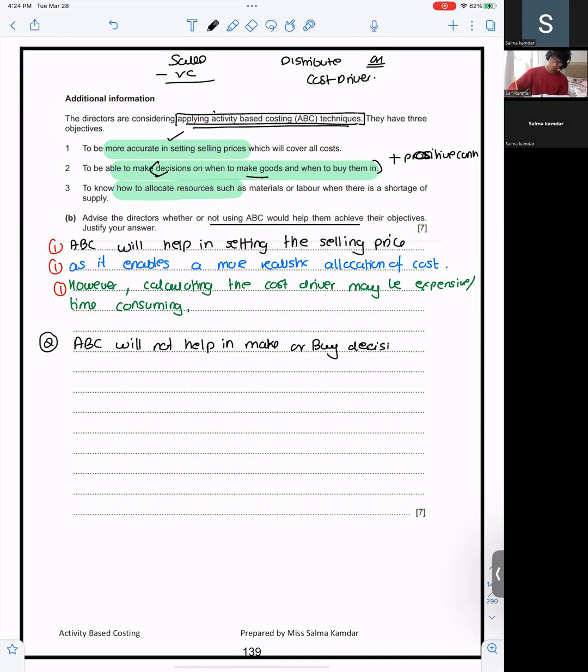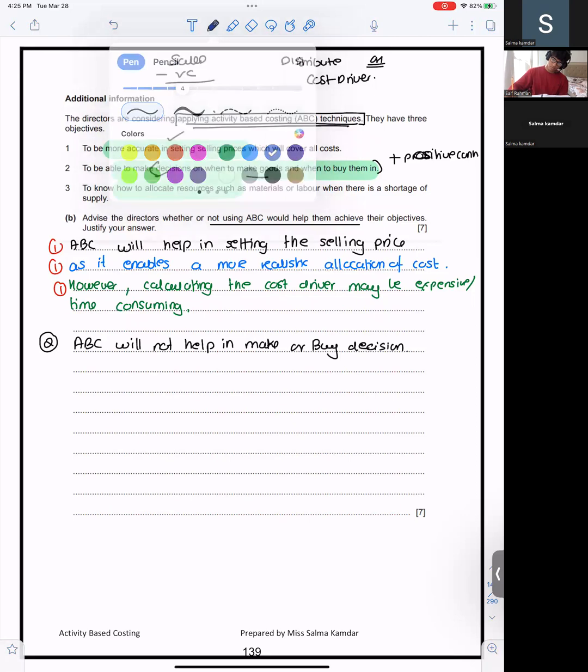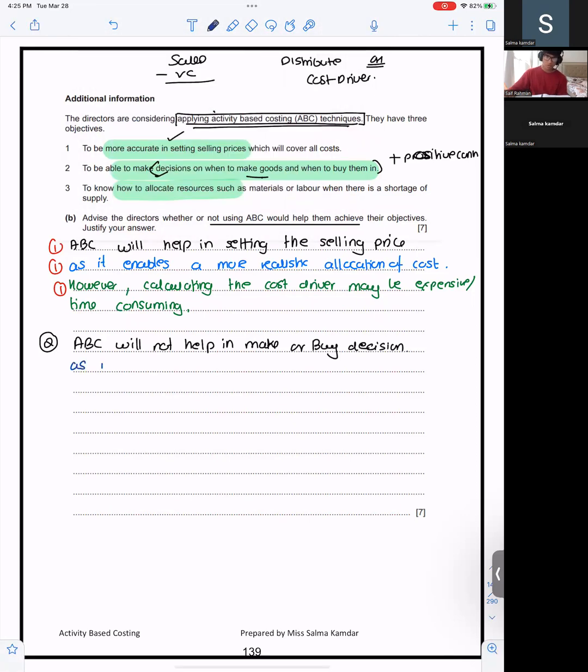Why does it not help in make or buy decision? Because it does not provide a split between variable and fixed costs. It does not bother about the split between variable cost and fixed cost, right? The decision to make or buy is normally made when?